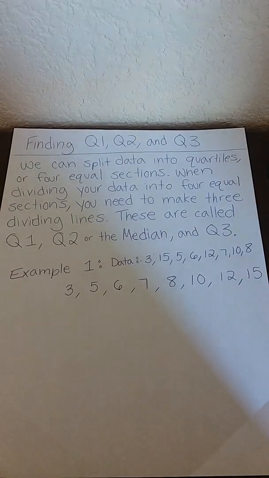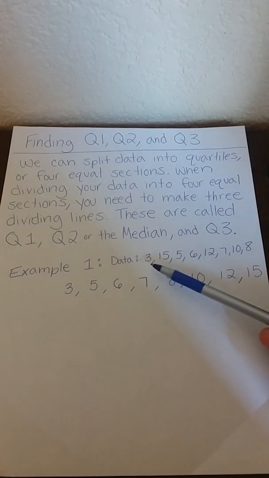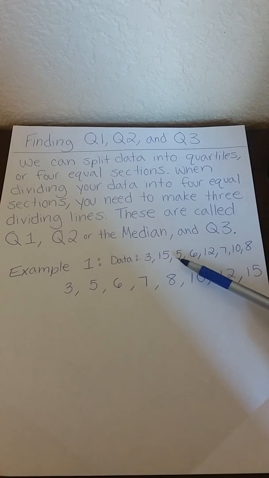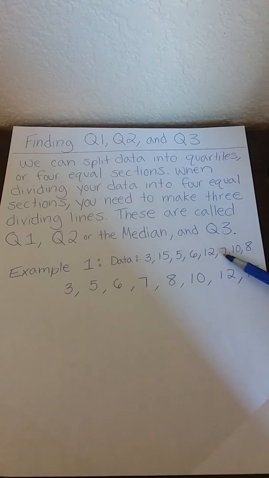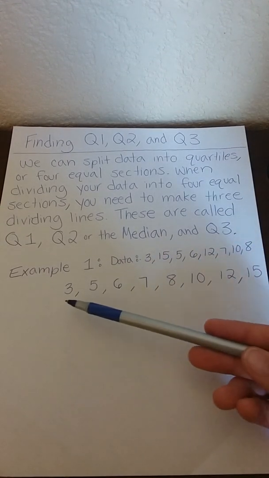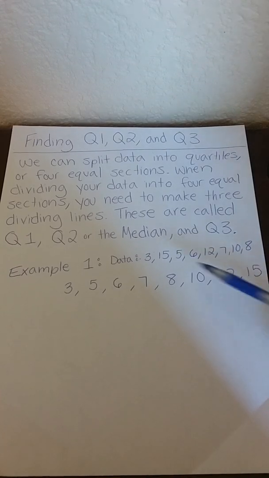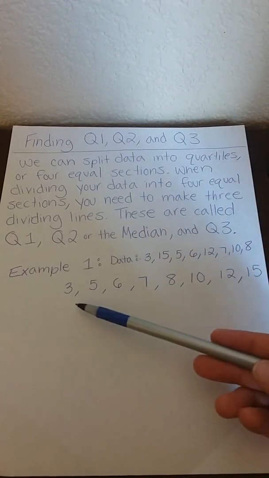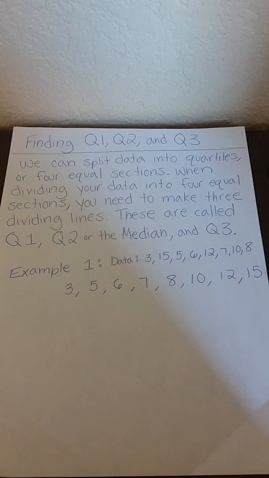So for example, let's say this was our data. Our data is 3, 15, 5, 6, 12, 7, 10, and 8. You can't do anything with your data until it's in order from least to greatest. So I rewrote this in order from least to greatest.